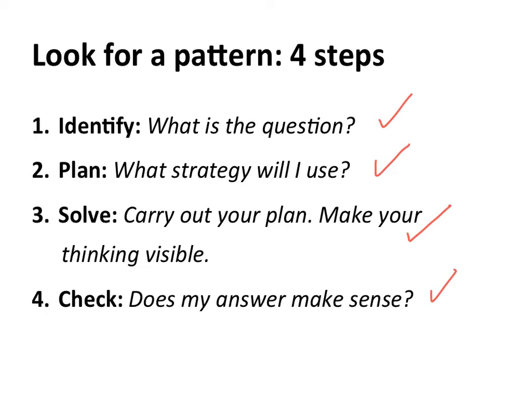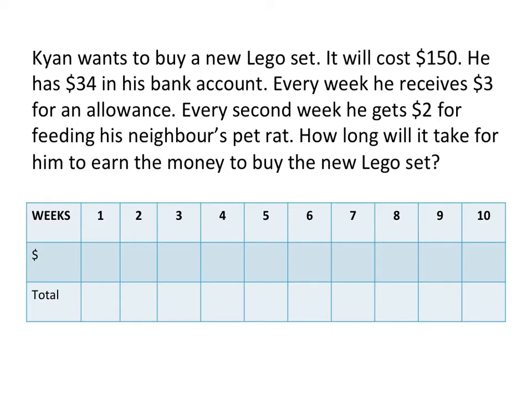So let's look at the problem. Let's look at a possibility. All right, here's the problem. Kyan wants to buy a new Lego set. I really don't need to know much about that. All I need to know is it's going to cost $150. He starts with $34. He gets $3 every week. Every second week he gets an additional $2.